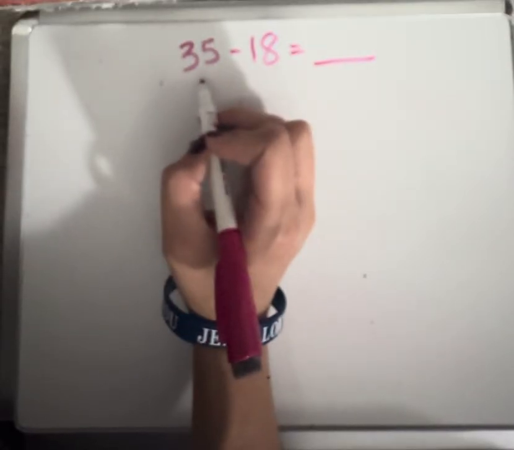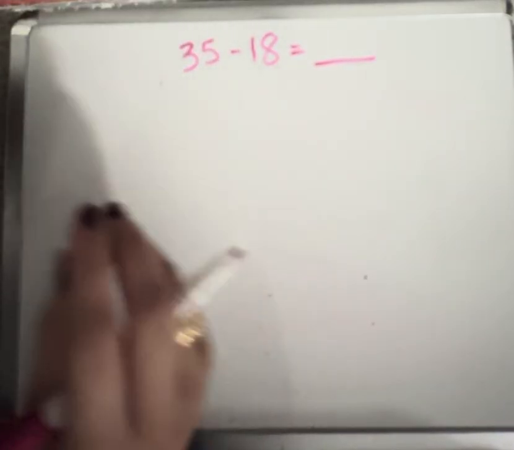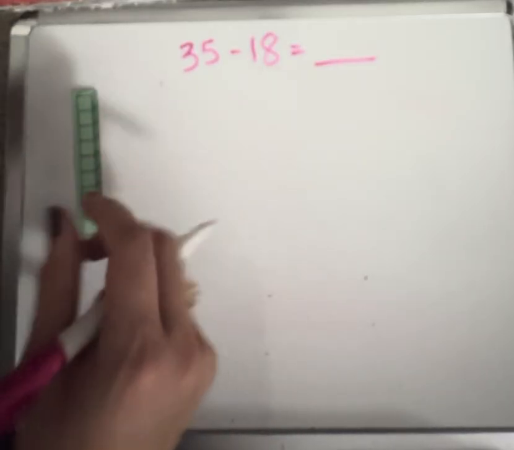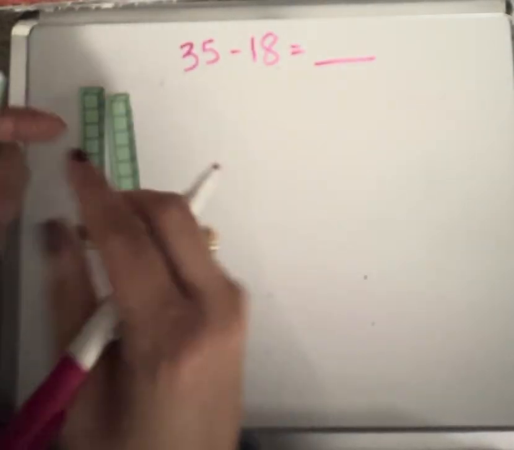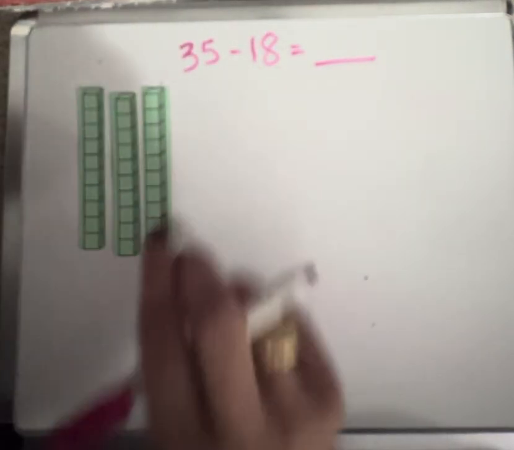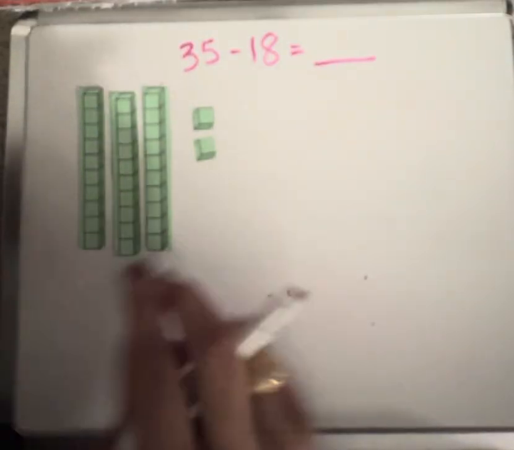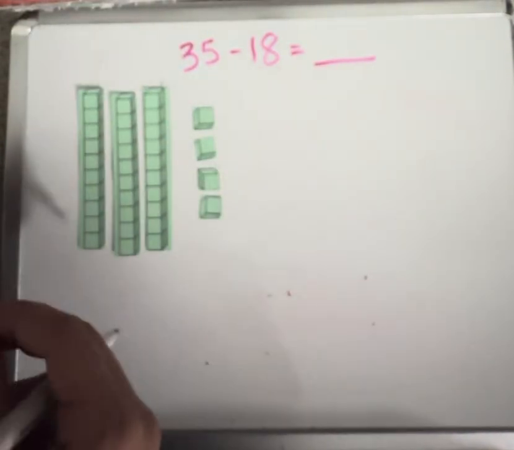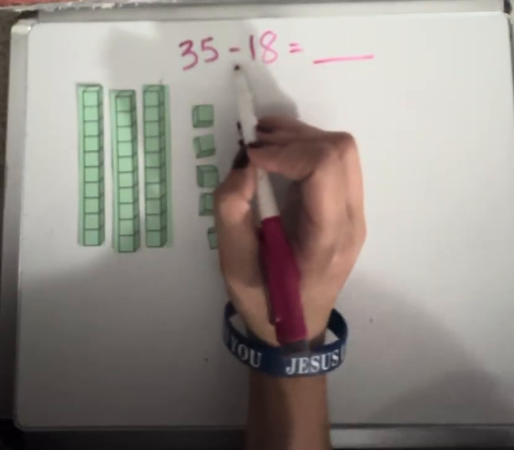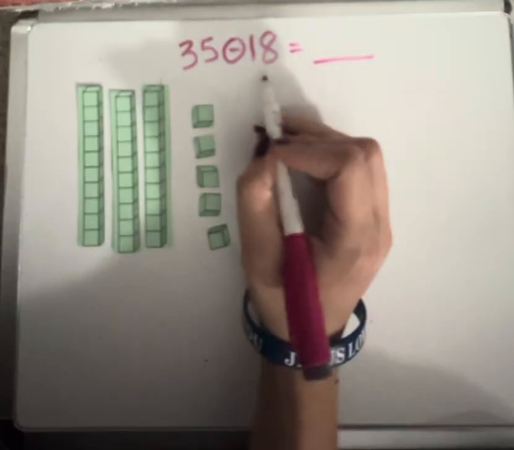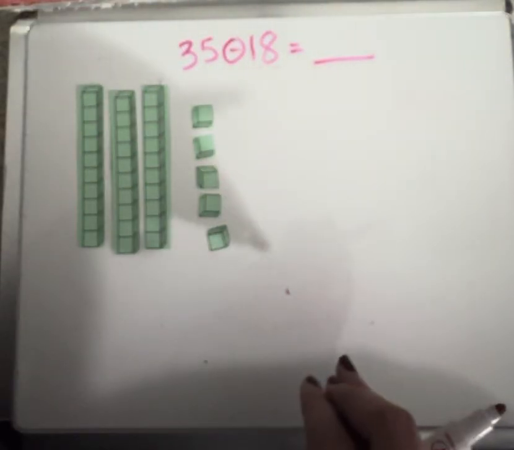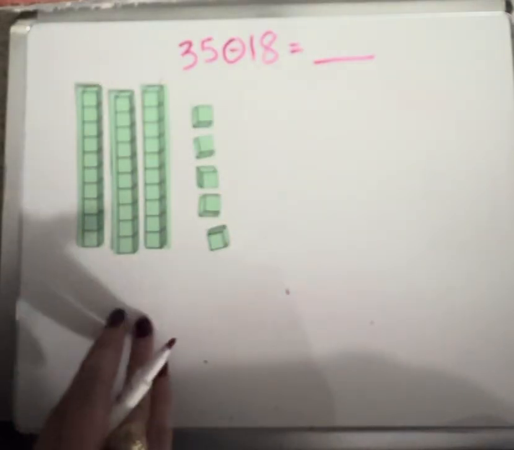Firstly, we're going to start representing 35. 35 has 3 in the tens place, so we're going to represent it with 3 tens blocks. We're going to go 1, 2, 3, and there are 5 in the ones spot, so we're going to represent that with 1, 2, 3, 4, 5 ones. So that represents our 35. And since we are taking away 18 from our 35, we are not going to add anything else. We're just going to look at what we're given because we're taking away from this total number.